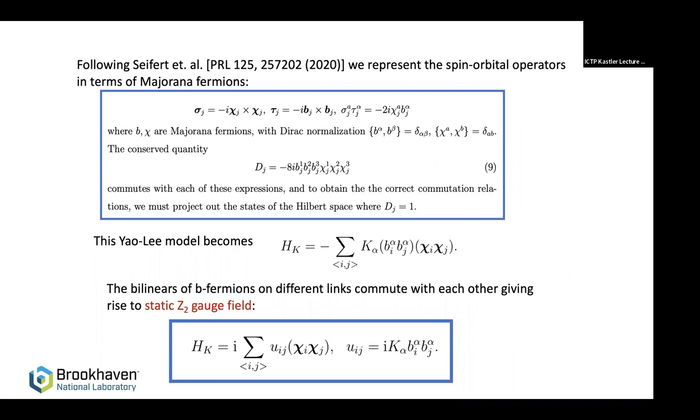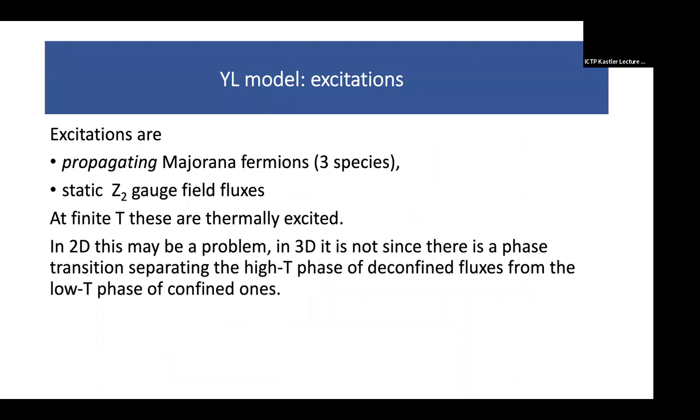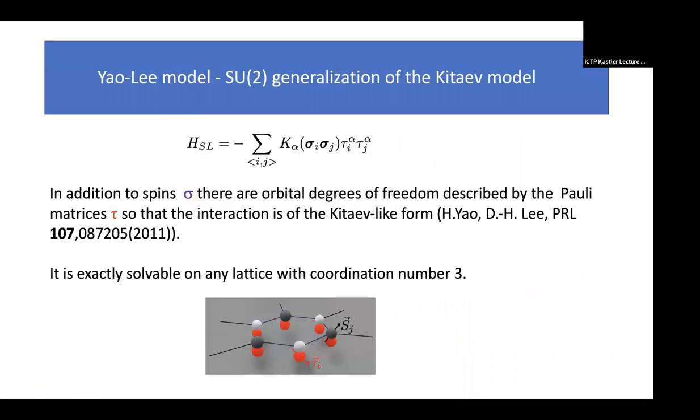When we substitute these expressions into this Yao-Lieb Hamiltonian, I did not emphasize that this tau matrix interacts like in the Kitaev model. So along one bond it will be tau x, along another bond it's tau y, along the third bond tau z. But the sigma matrices interact like in the Heisenberg model with the SU(2) symmetry.